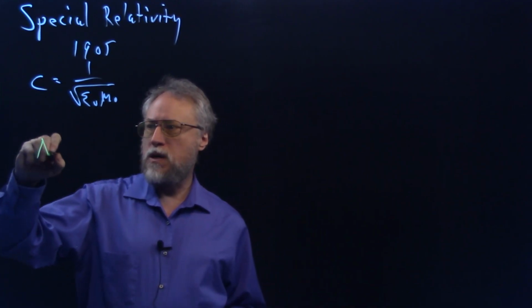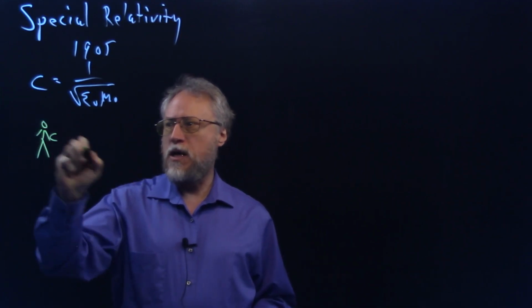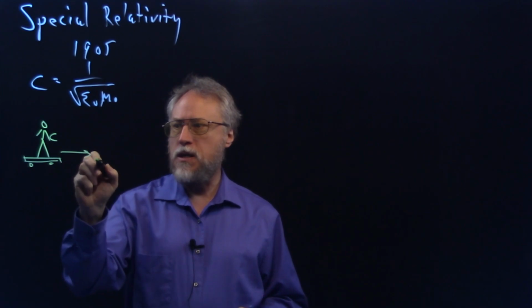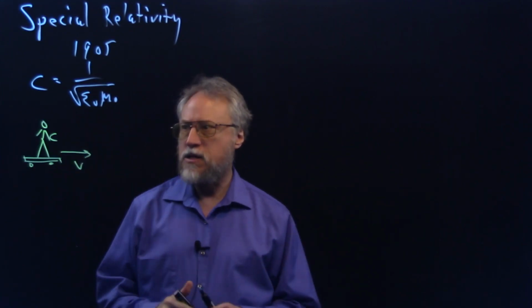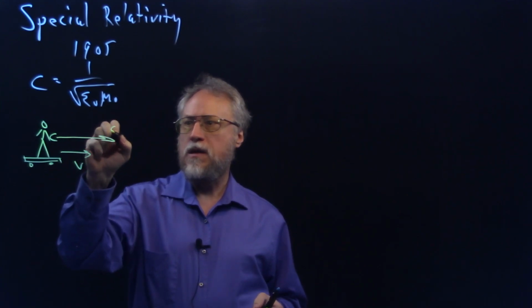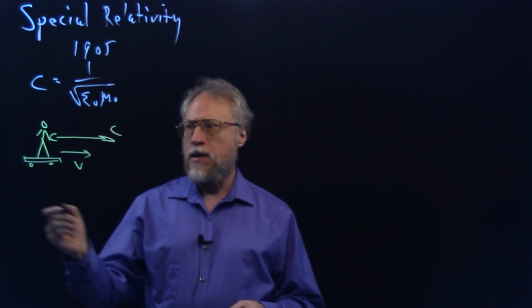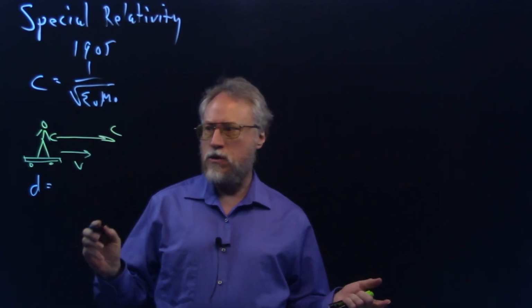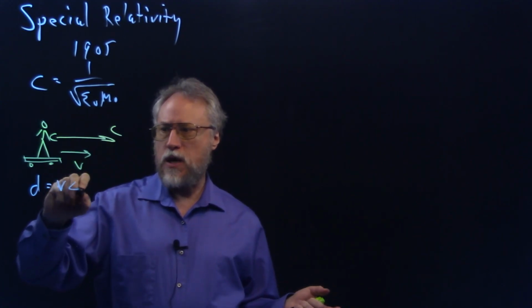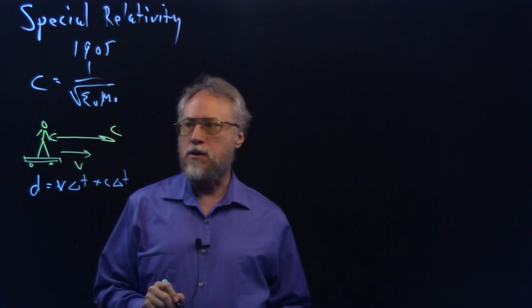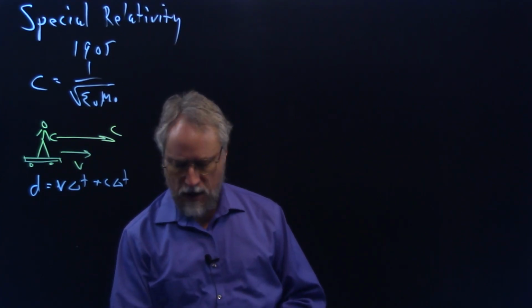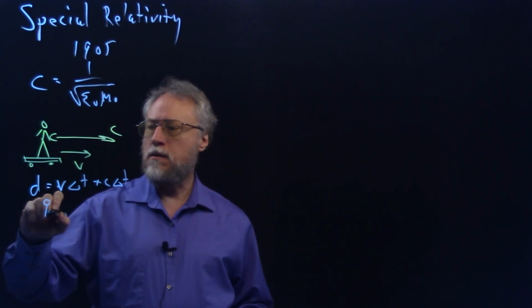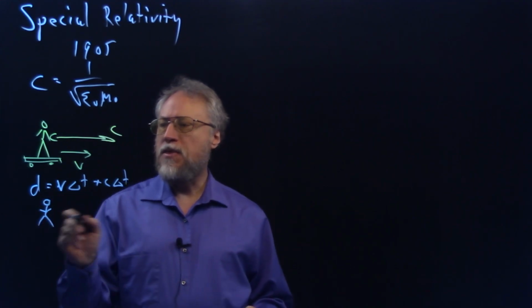If we think of someone standing with a flashlight in his hand, and he's standing on a cart that is moving forward with a velocity v, and he shines the light at a velocity c, then the velocity should add, so the distance that the light travels in a certain amount of time delta t should be the distance that the cart travels, v delta t, plus c delta t. At least that's what you would expect an observer on the ground to see. The observer sitting here on the ground watching, that's what he's going to see.